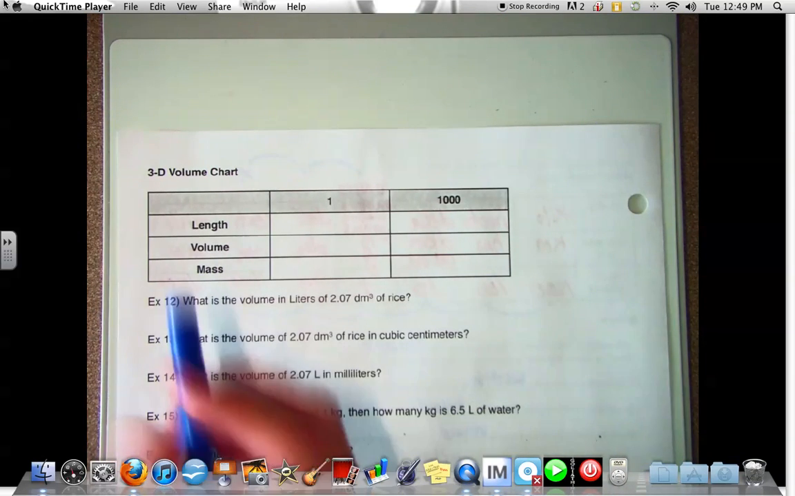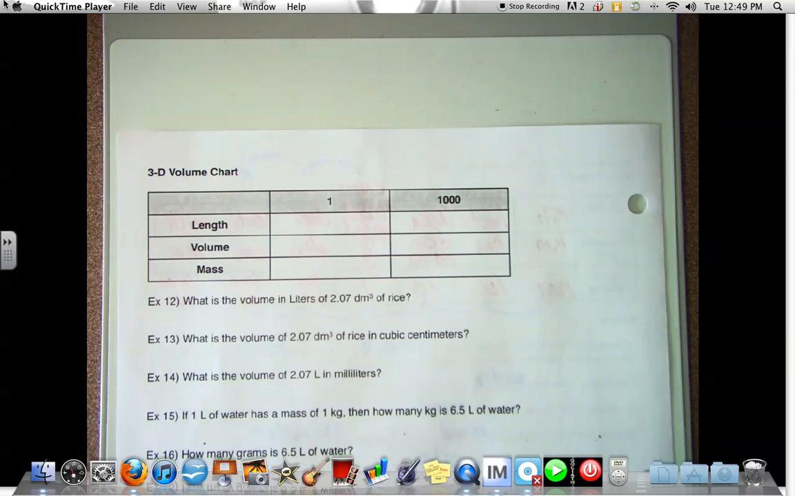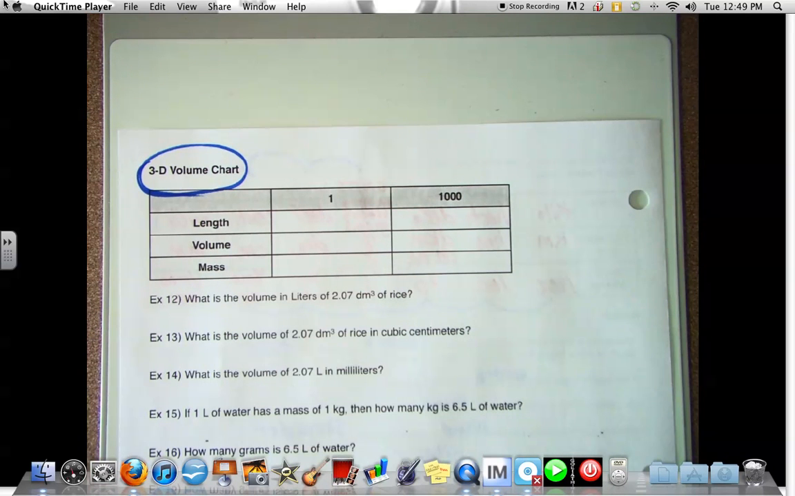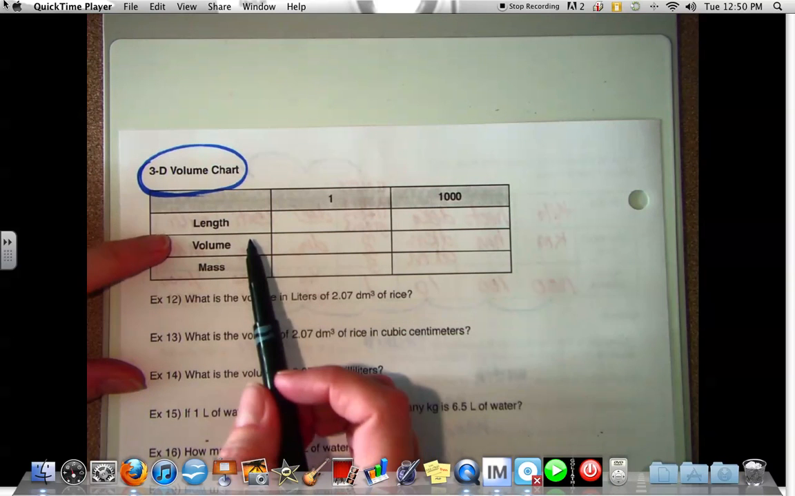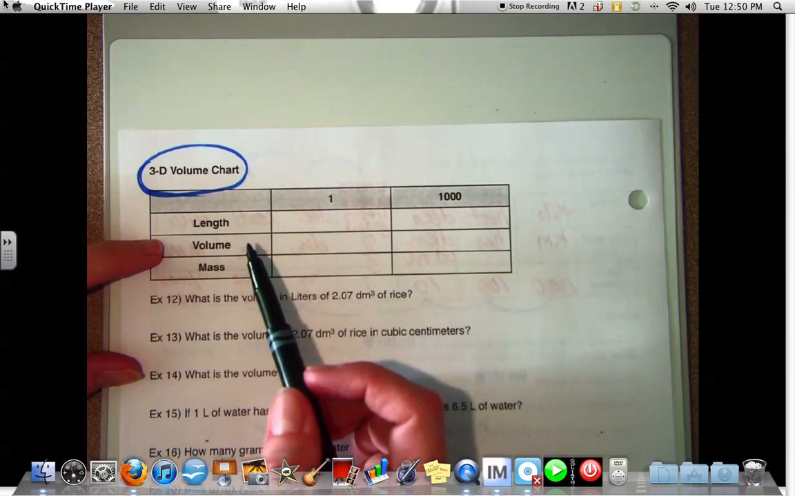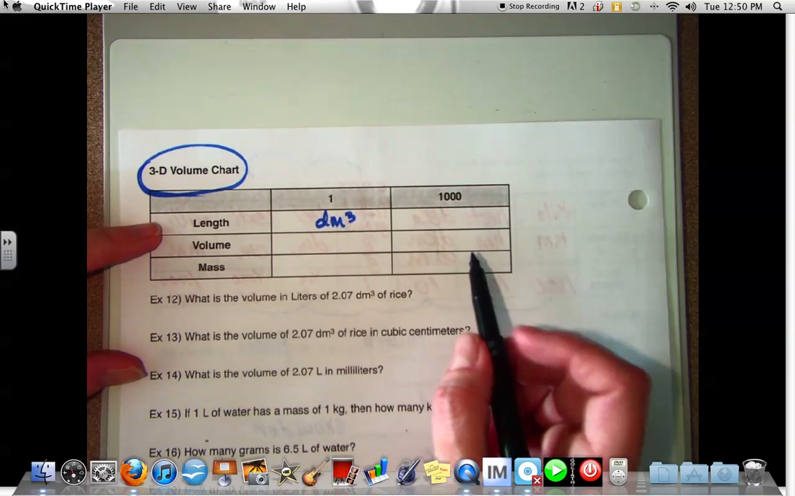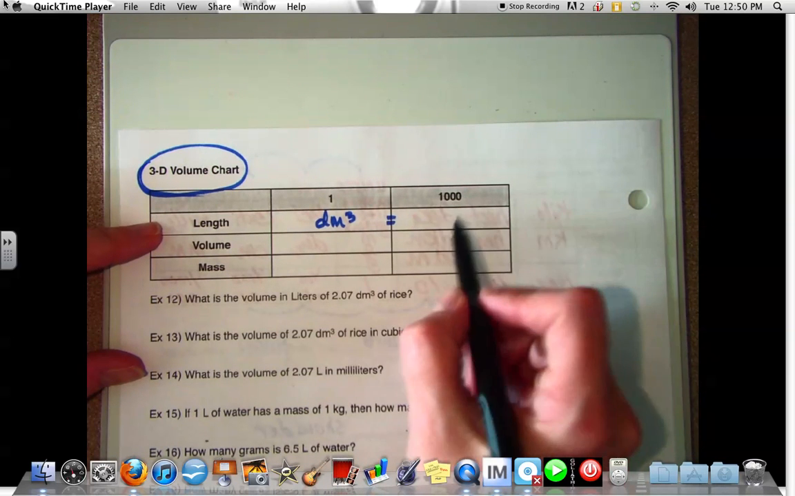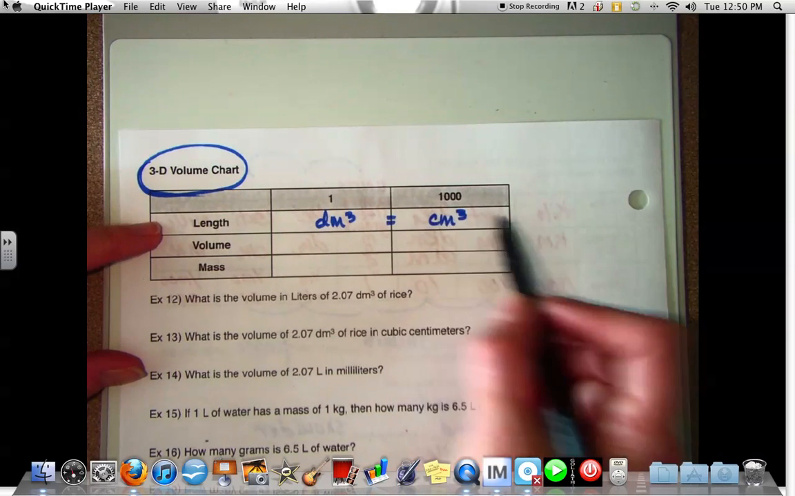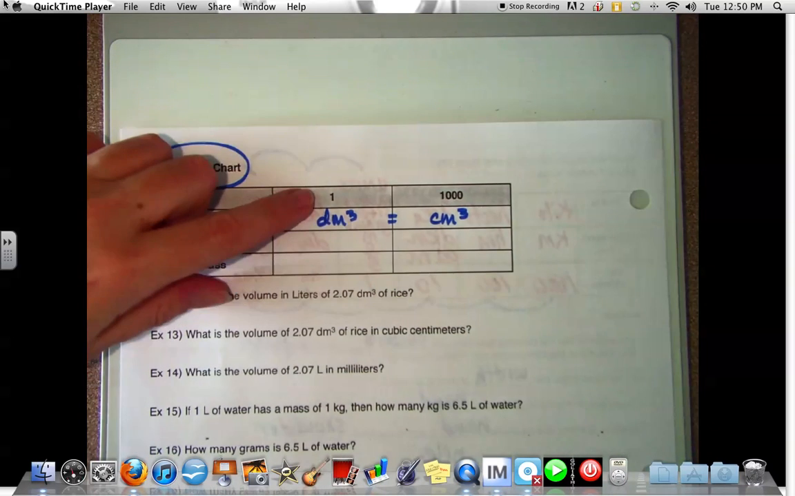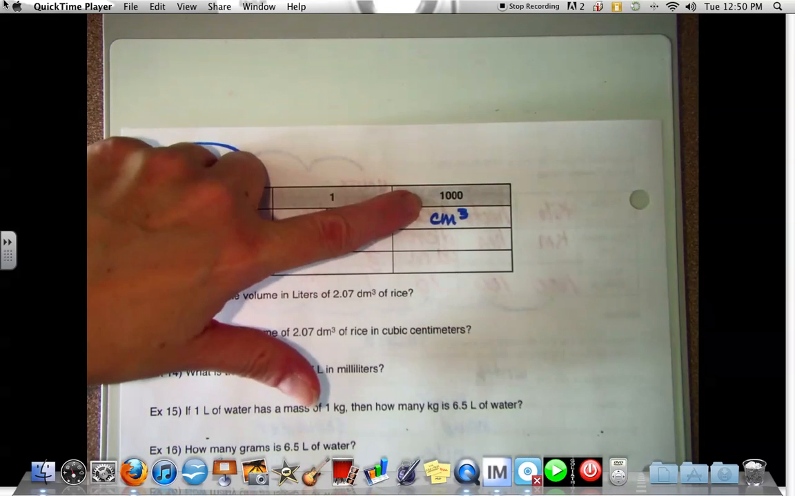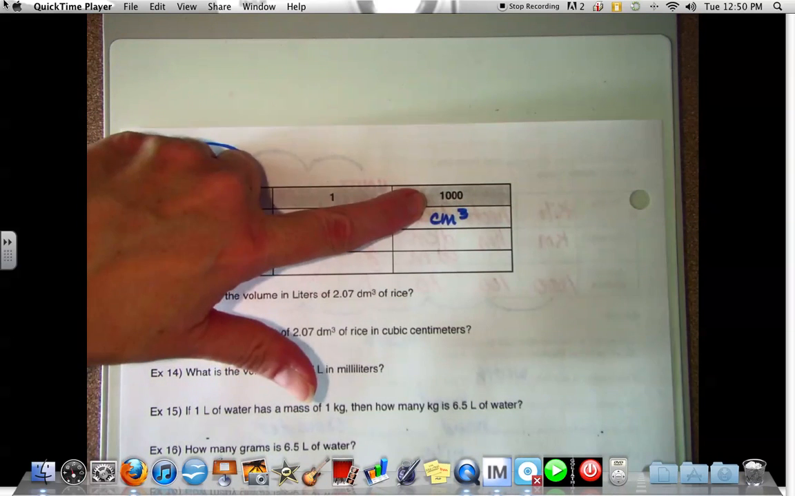All right, we have what's called a 3D volume chart. We're looking at volume in this unit, and we're looking at what's equivalent in the next units. So, length. When it comes to length, we're looking at meters. 1 cubic decimeter is equivalent to 1,000 cubic centimeters. I have the 1 up here and the 1,000 up here.